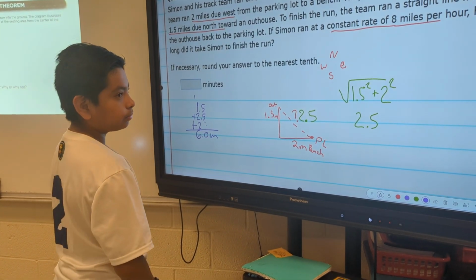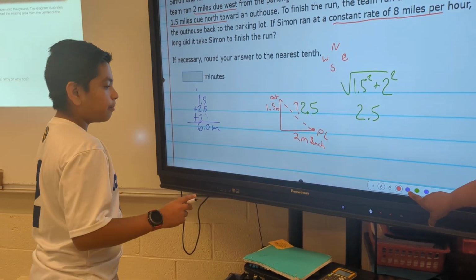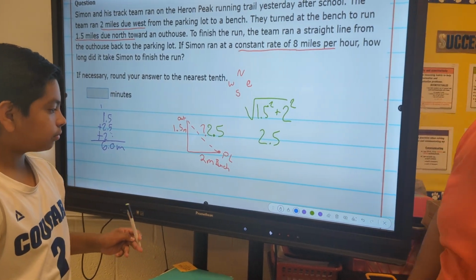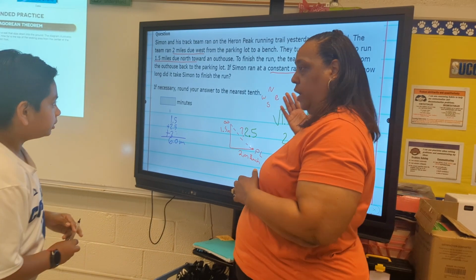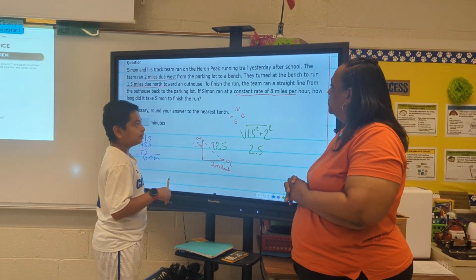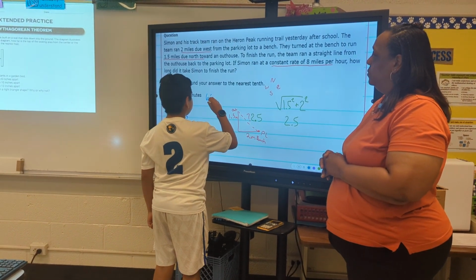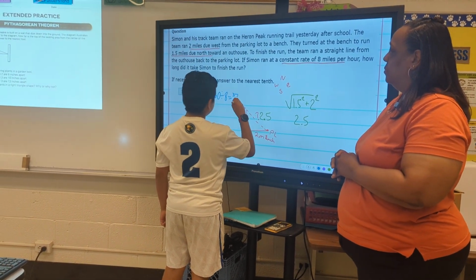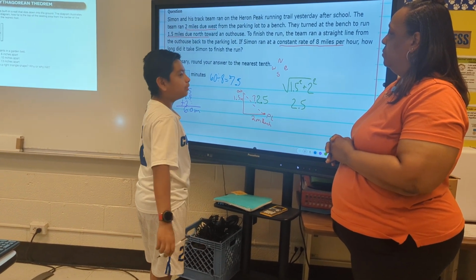But now what do we need to do? Let's do the next one in a different color. We don't have a different color, do we? Okay. We'll do it back in red. You know what to do? Okay, you want to try? So if he ran at a constant rate of 8 miles per hour, if you divide 60 divided by 8 equals 7.5. So it took him 7.5 minutes to finish 1 mile.